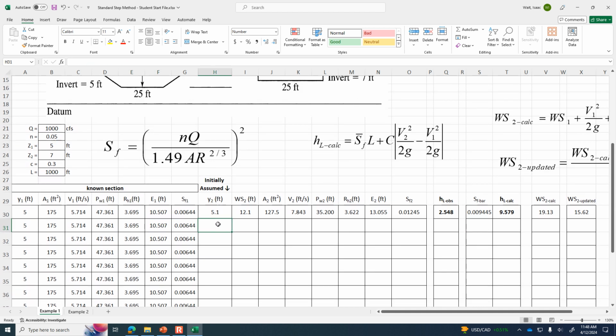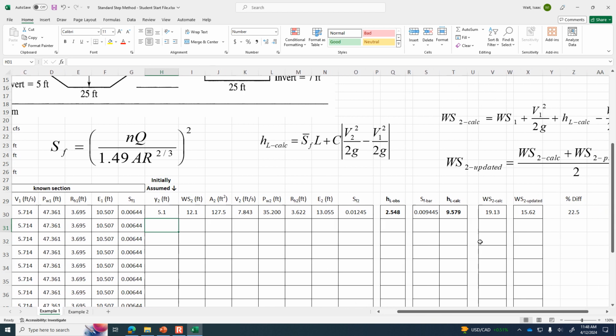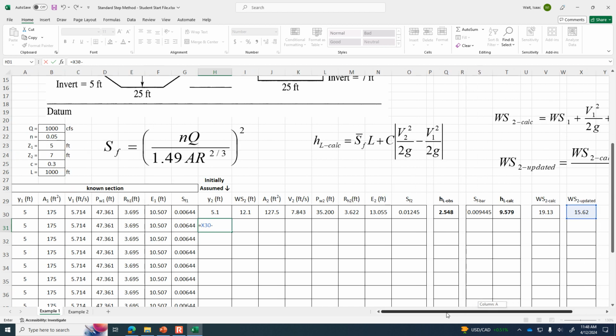Okay, so what is going to be our next guess of Y2? We're going to use this as the basis. So if water surface is Y plus Z, then what that means is Y equals water surface minus Z. Okay, so this new Y is going to be the water surface minus Z2. Anybody have questions?